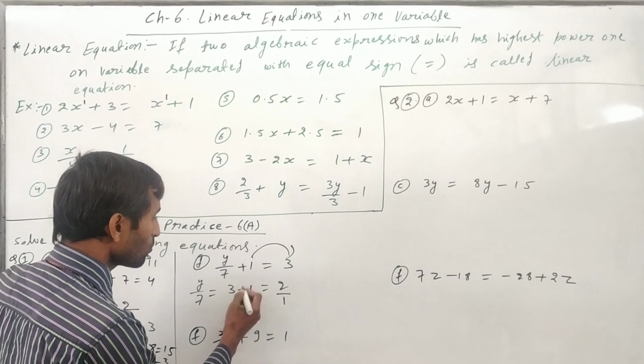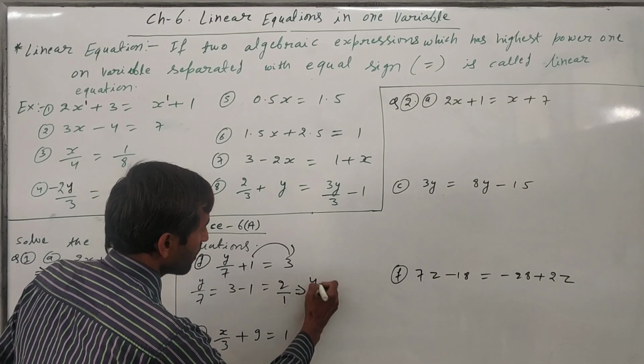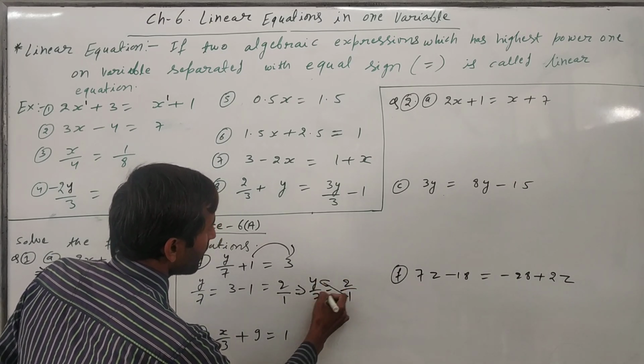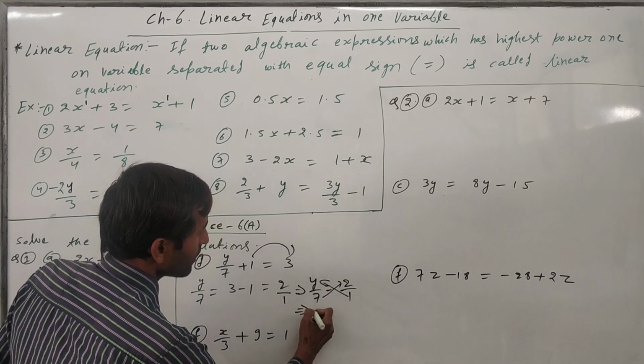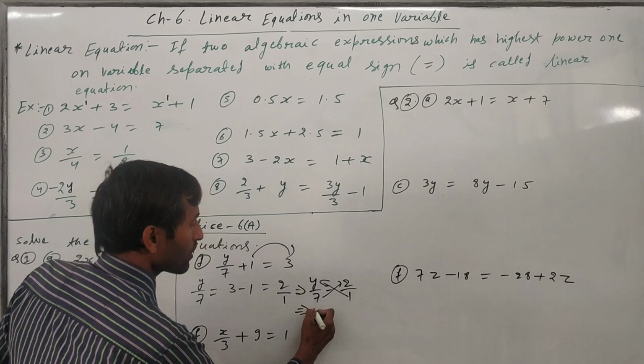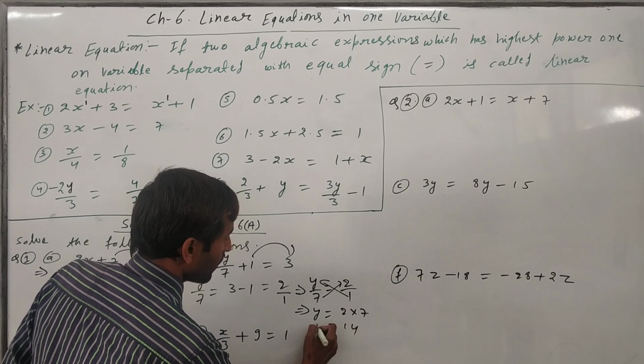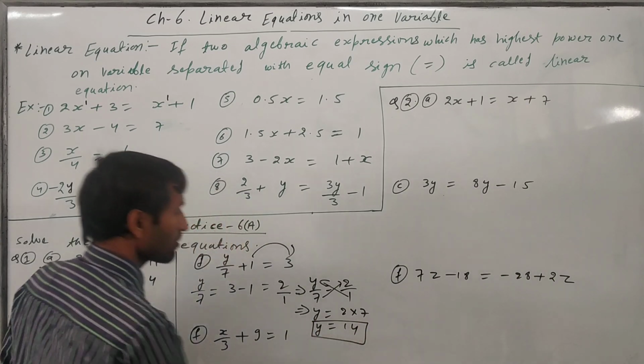Or you can do cross multiplication, meaning y upon 7 is equal to 2 upon 1, just cross multiply here like this. So it will come y into 1, y only, and 2 into 7. After multiplying it will come 14. So y value is equal to 14. This is the final answer.